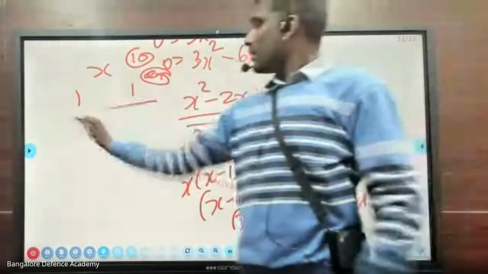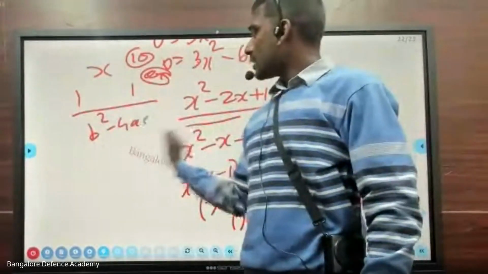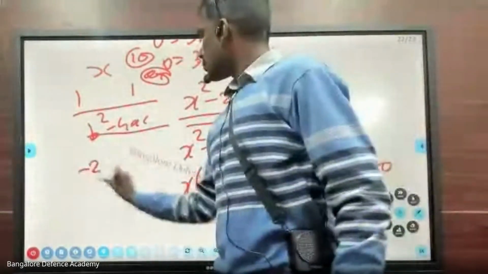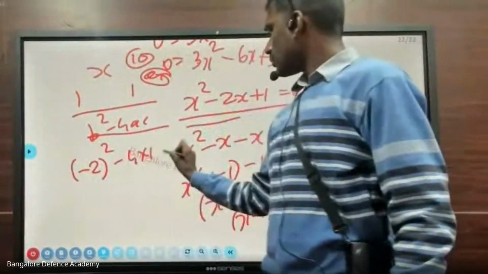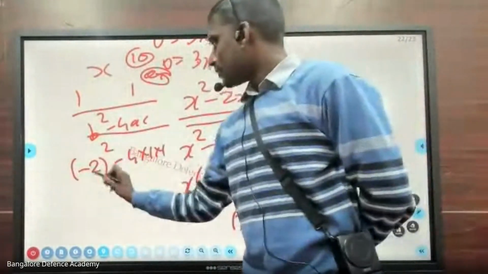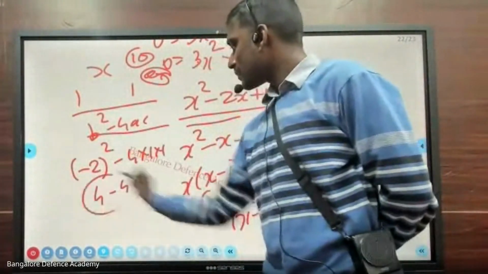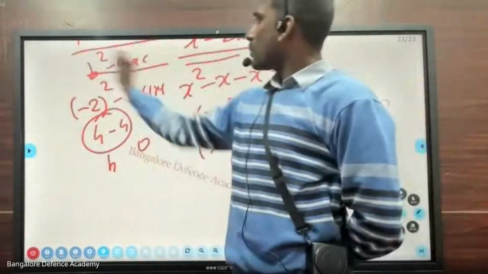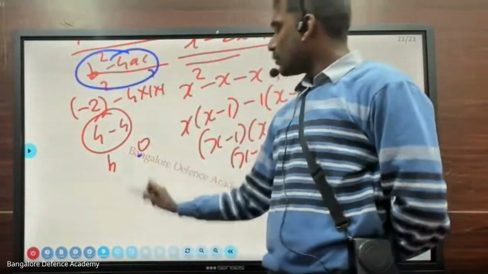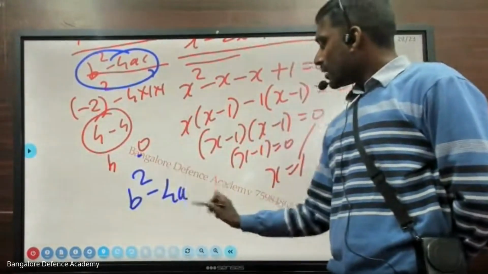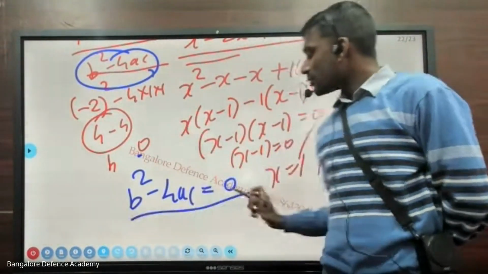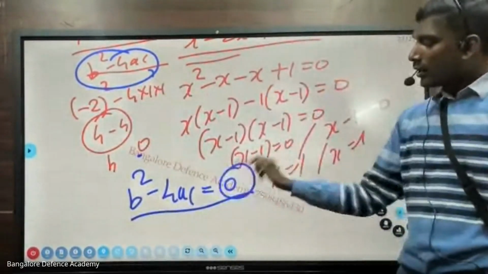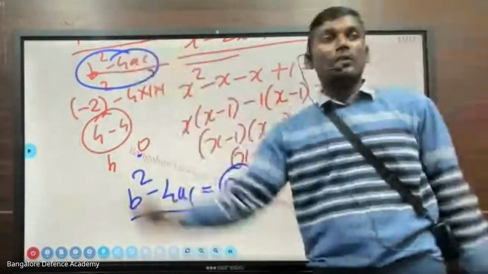Now, here b square minus 4ac, try this and see. b is minus 2, the whole square, minus 4 into 1 into 1. Now how much is this? 4 minus 4, that is 0. So when you solve for b square minus 4ac, what is the value you get? You get the value 0 when you solve it. If it is 0, that means both the values will be the same.